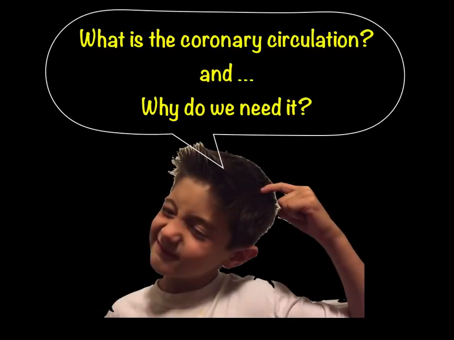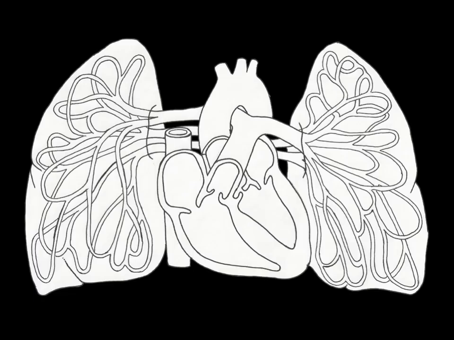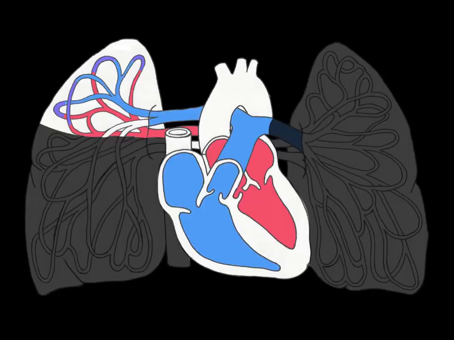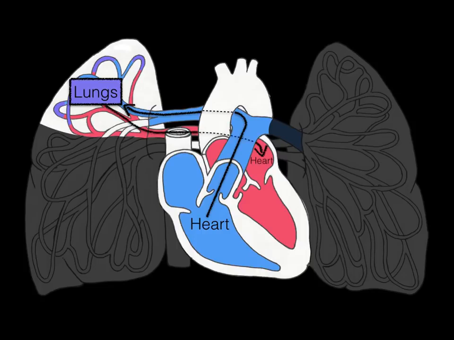Okay, so first question is what is the coronary circulation and why do we need it? Here we've got a schematic of the heart, and we see that deoxygenated blood from the heart is pumped to the lungs, and the lungs exchange the carbon dioxide with oxygen and send oxygenated blood back to the left side of the heart. So blood goes from heart to lungs to heart. That's the pulmonary circuit, known as the pulmonary circulation.